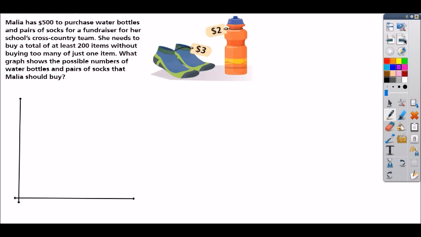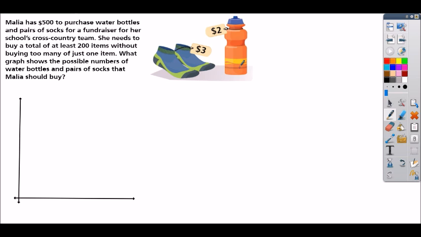Alright, so let's see where this is useful in purchasing. So I can purchase socks, I can purchase water bottles, and I have a budget for each of them, but what's my budget when I put both of them together? So Malaya has $500 to purchase water bottles and a pair of socks for a fundraiser for her school's cross-country team. She needs to buy a total of 200 items without buying too many items of just one. So she doesn't want to waste money and needs to buy for all 200 people. What graph shows the possible number of water bottles and pairs of socks that Malaya should buy?